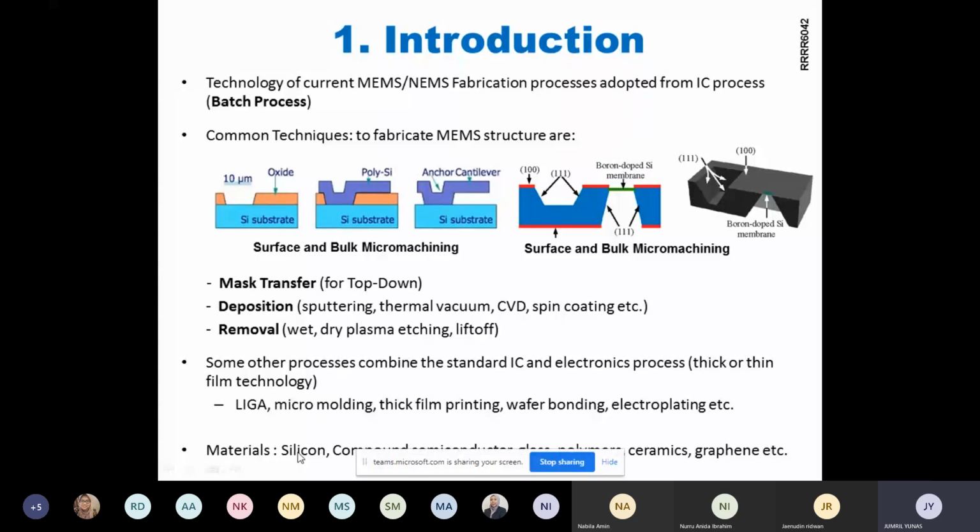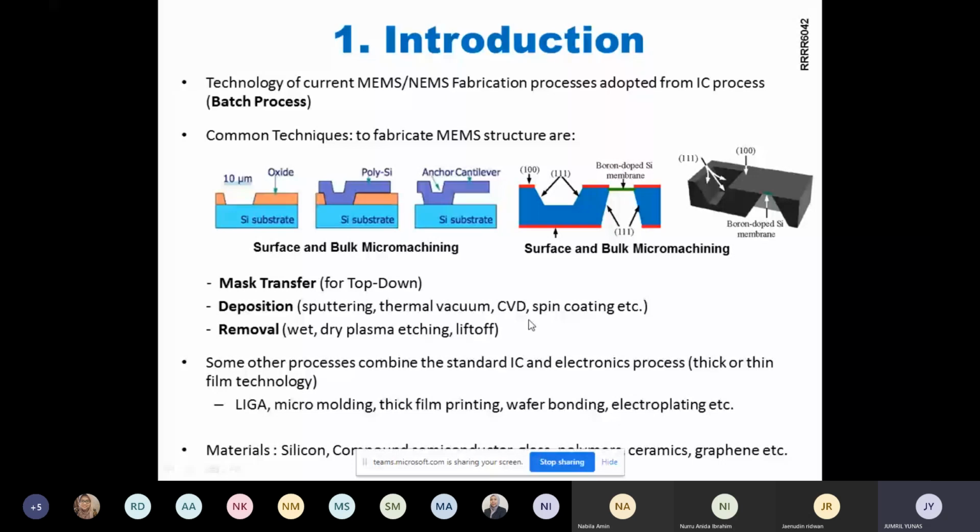This is due to the material specific for specific application. So such as silicon carbide. This material is very specific. It is very good for heat atmosphere, for very hot condition. While compound semiconductor is suitable for optoelectronics application. Okay.